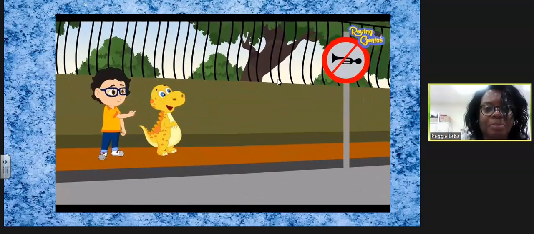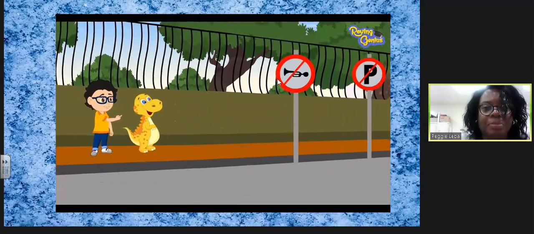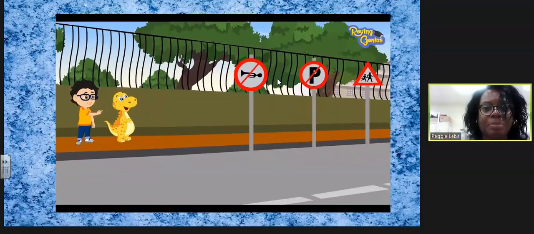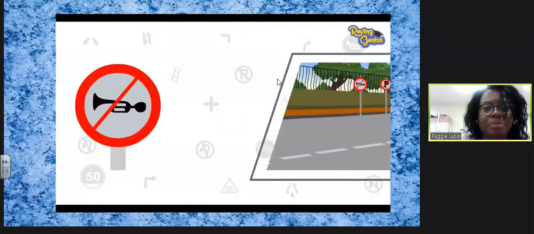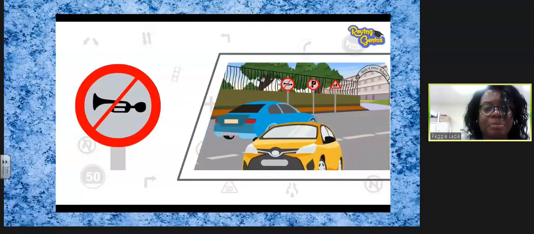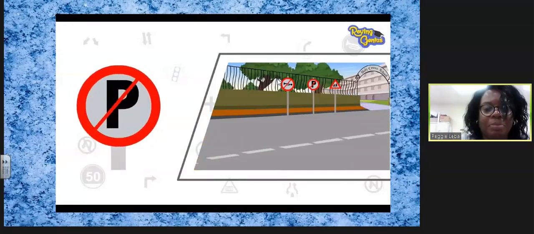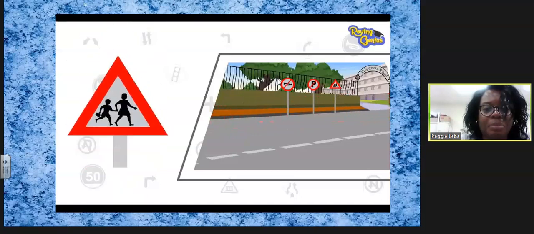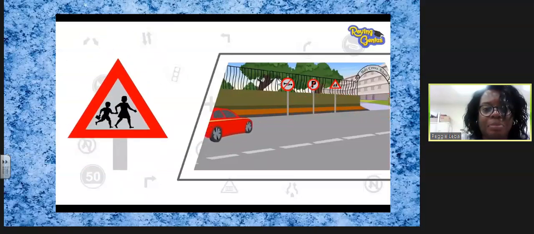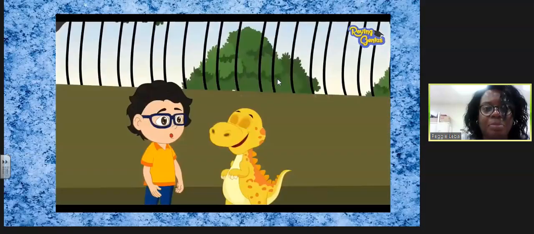What does that horn sign and capital P sign with a strike and a school sign indicate? That horn sign with a strike indicates that you should not honk unless it is necessary. Also, capital P sign with a strike indicates that you should not park your vehicle near the school. While the school sign indicates that the driver should watch carefully and drive slowly as there is a school nearby.